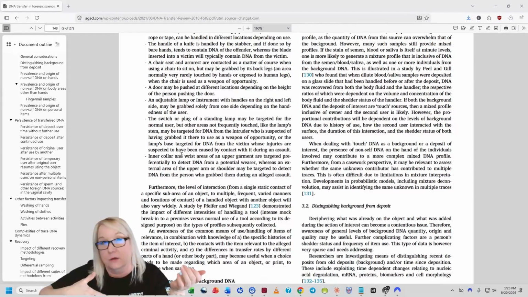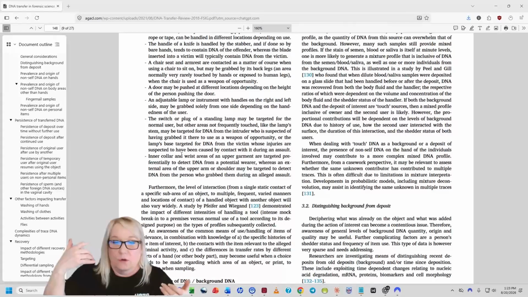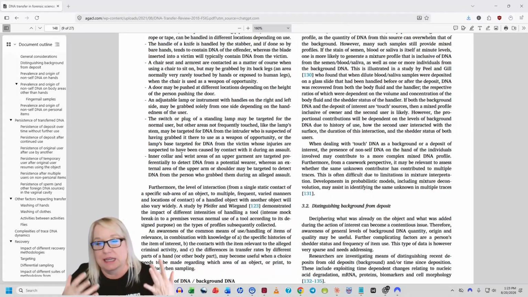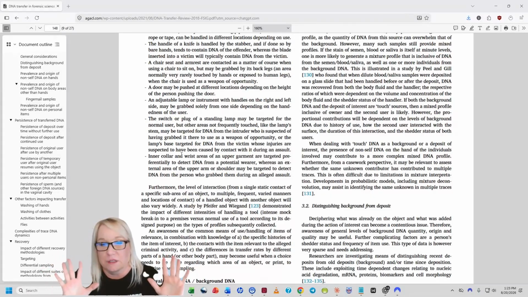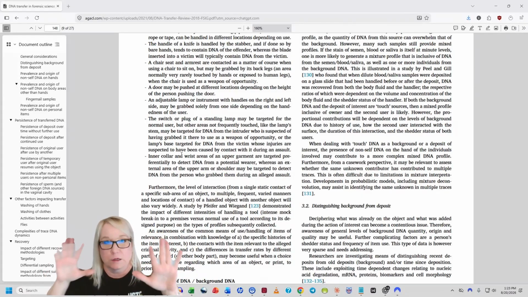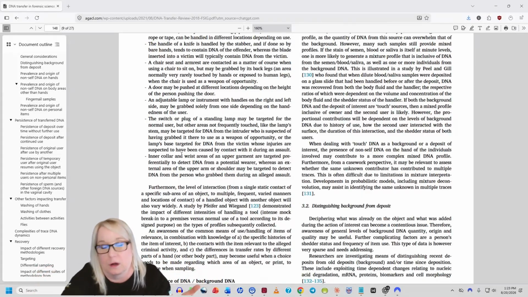Yeah? You getting, is that what you're reading? That's what I'm getting there. It says, when dealing with touch DNA as a background or a deposit of interest, the presence of non-self DNA on the hand of the individuals involved may contribute to a more complex mixed DNA profile. Think about that. You're going to get everybody at the grocery store on that rifle or on that screwdriver or on that whatever stick.